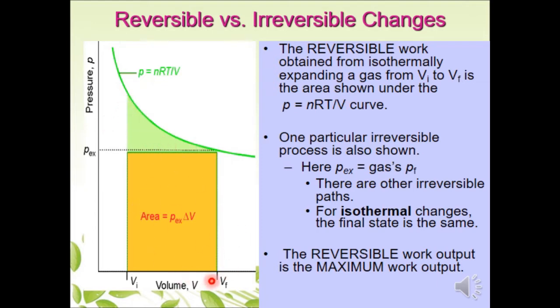For irreversible, you will not get this curve, but you get something like this, like an L here. So that would be an irreversible process. Noted, when there's a reversible process, normally you will see isothermal work.